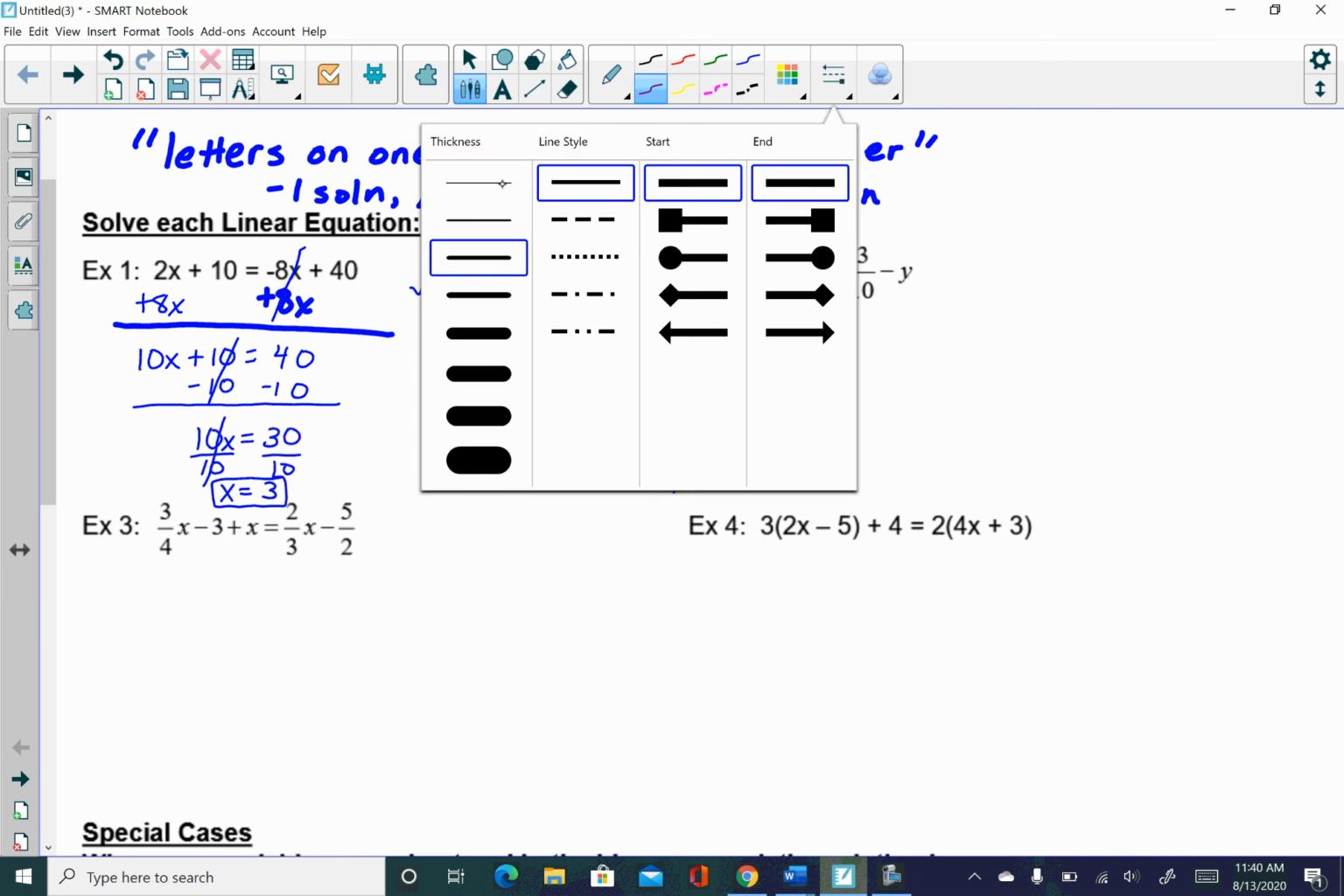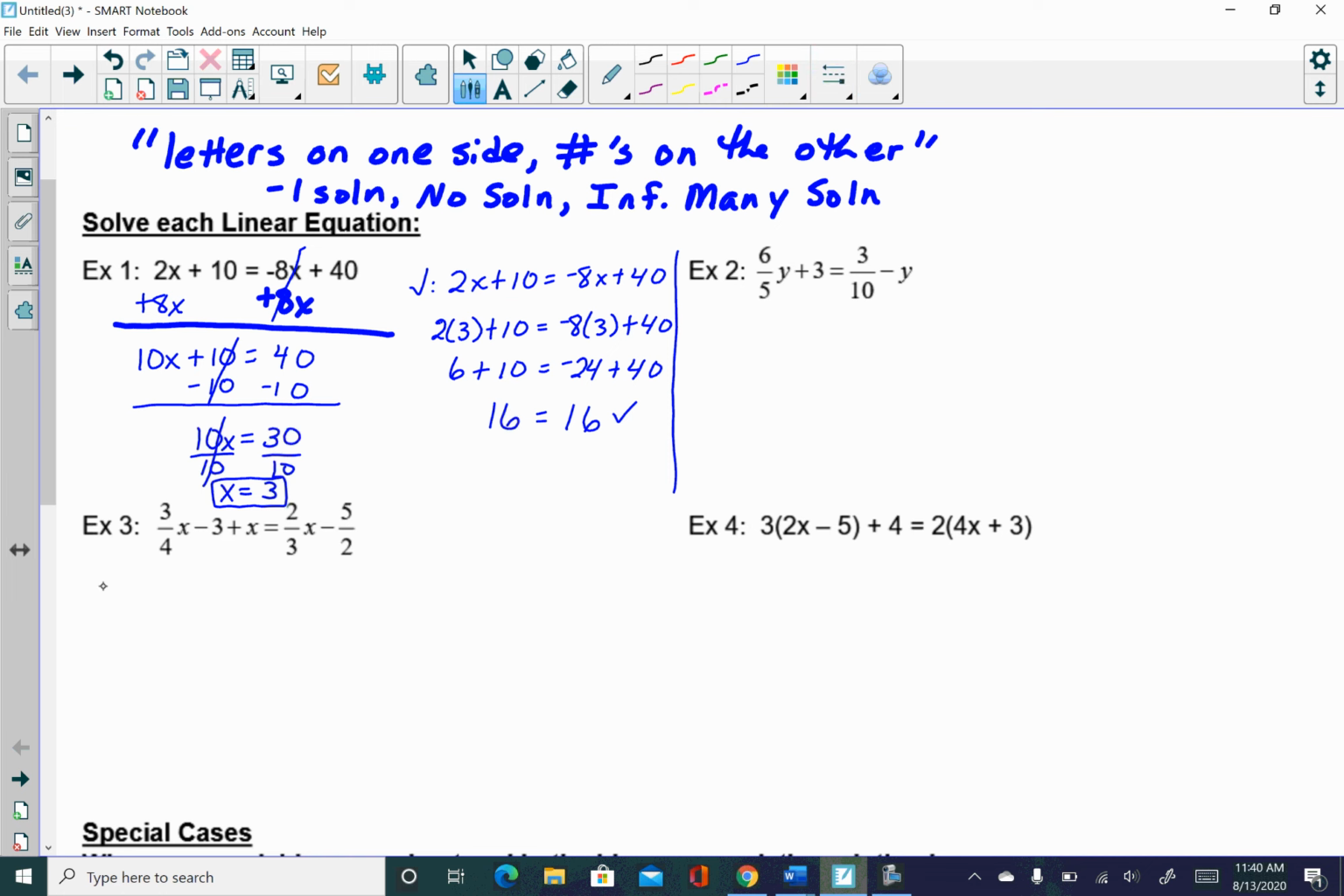And then in the next two examples, you'll notice that they have fractions. I don't know about you, but I don't particularly care to work with fractions. I'm going to show you a way to get rid of your fractions. And all that it entails is just multiplying by your common denominator.